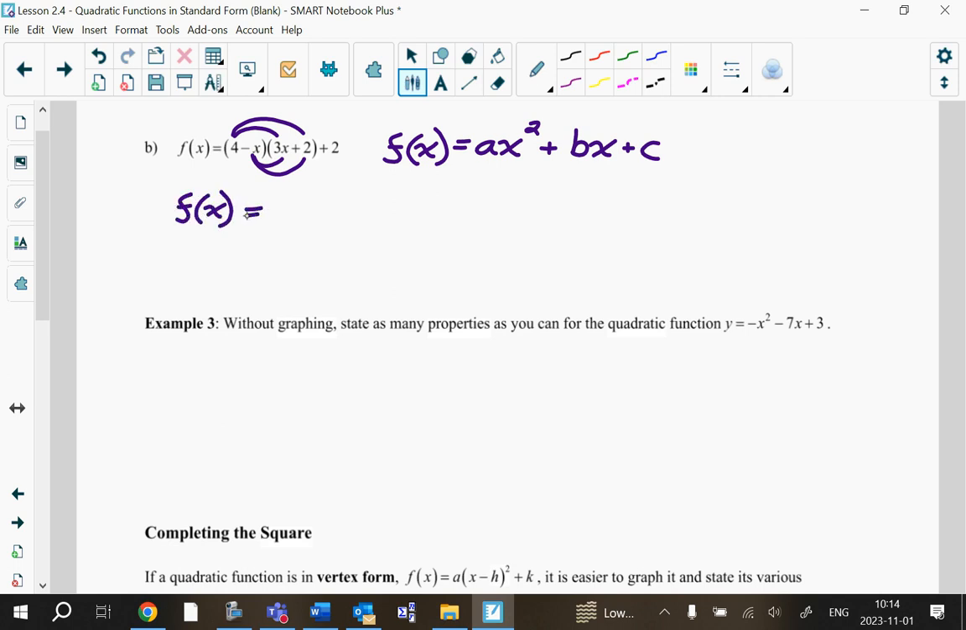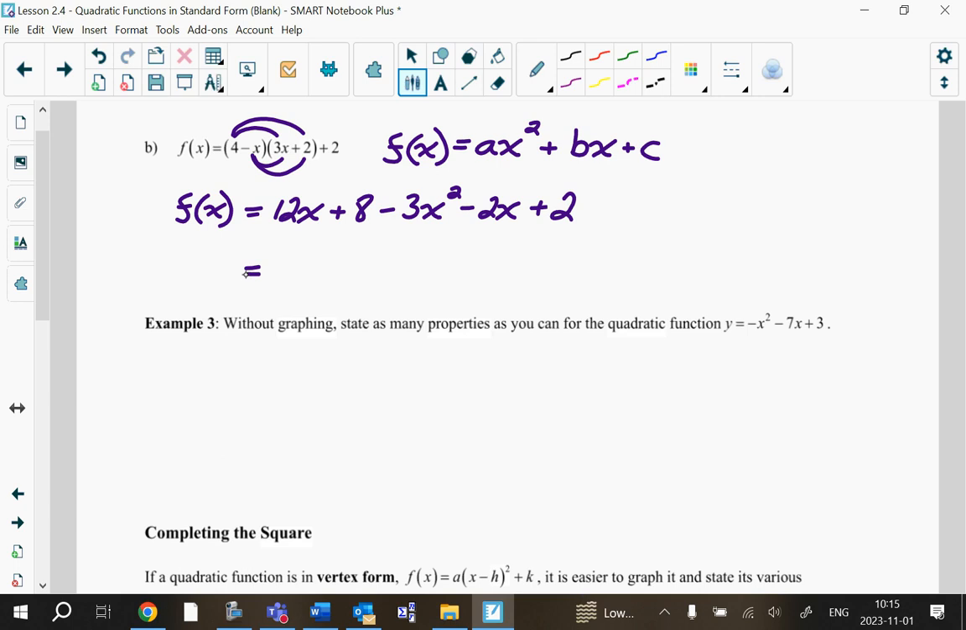So 4 times 3x is 12x. 4 times 2 is positive 8. Negative x times 3x is negative 3x squared. Negative x times positive 2 is negative 2x. And after all of that, there's still a plus 2. Parentheses are gone. Now I just have to simplify everything and make sure everything's in the right order.